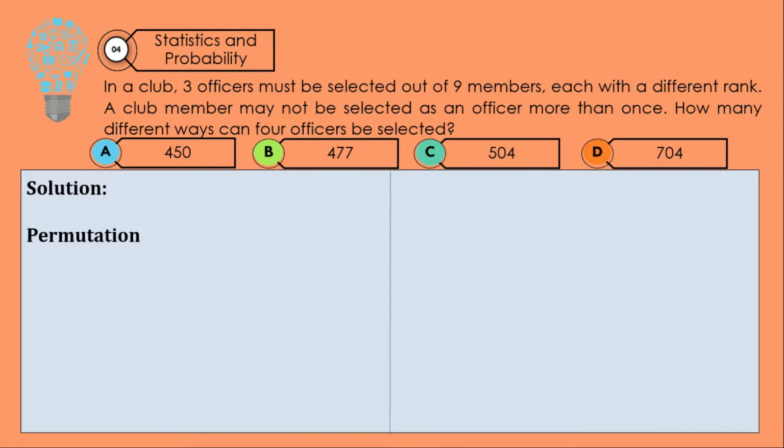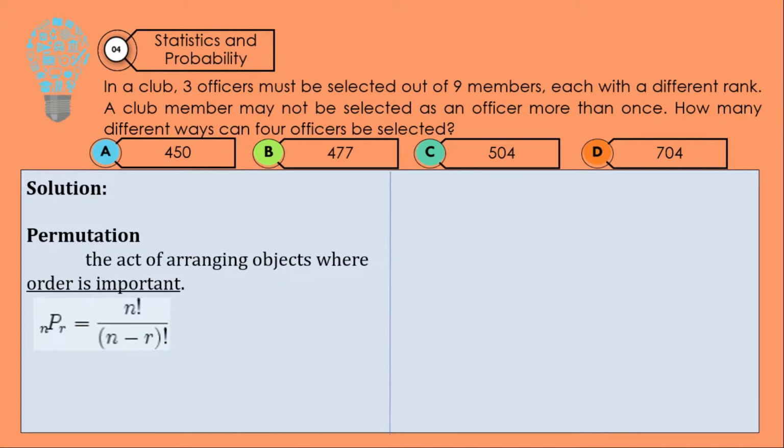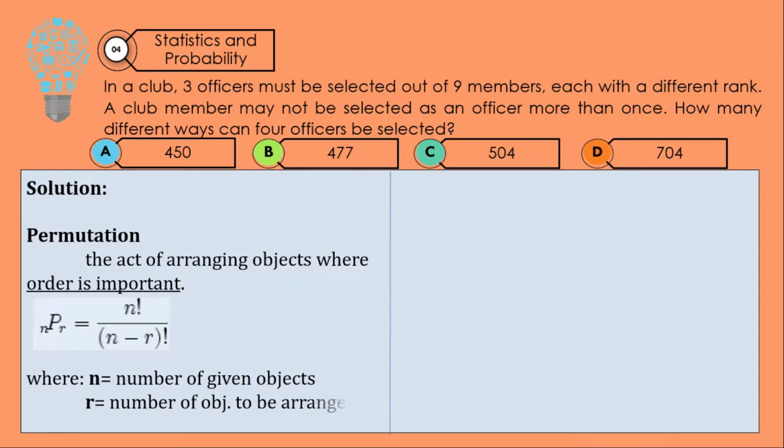By the way, permutation is the act of arranging objects where order is important. We will use this formula of permutation to solve the problem, where n is the number of given objects and r is the number of objects to be arranged. Since we have 9 members involved, our n is equal to 9, and we are asked to select 3 officers, thus r will be 3. Now let's use the given to solve the problem.